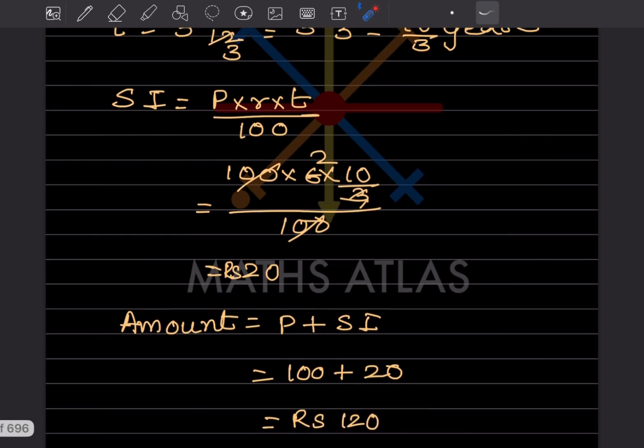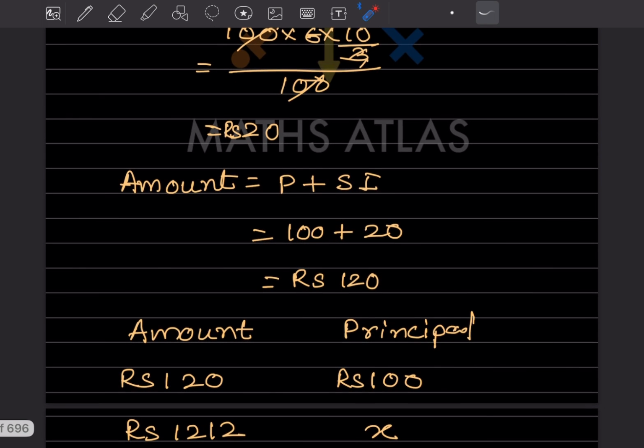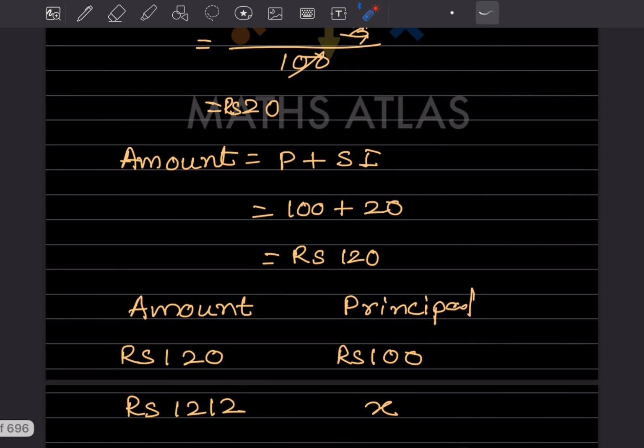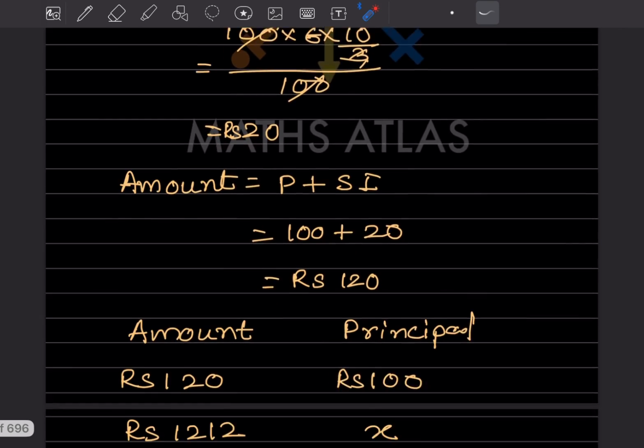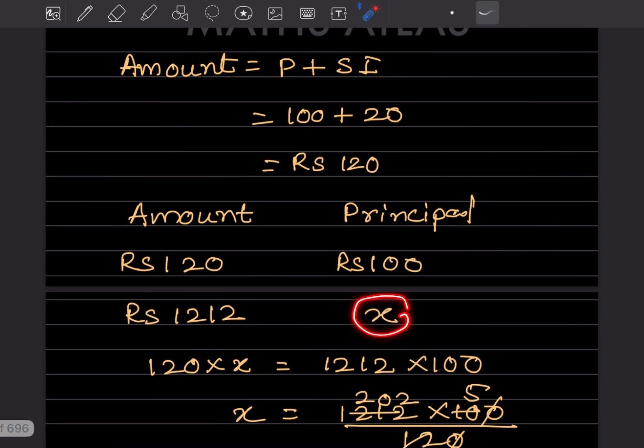Now this is not done. We have just assumed that principal. So now for amount, we'll make two columns, amount and principal. When the amount is 120, we had considered the principal as 100. Here the amount is given as 1212. So we'll see what will be the principal for that. So what will you do? You're going to cross multiply for this one.